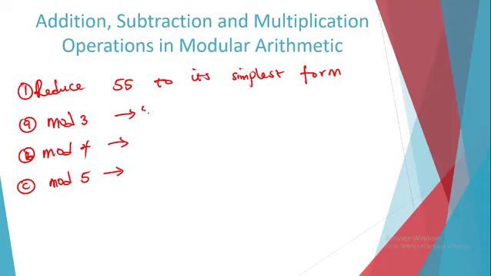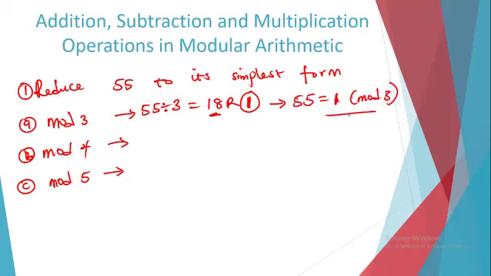55 to its simplest form in mode 3 means 55 divided by 3. And 55 divided by 3 will give us 18, remainder 1. Is that correct? Now we are interested in this remainder, not the value we got. So therefore it means that 55 is equal to 1 in mode 3. That's just the answer. Do we understand now?